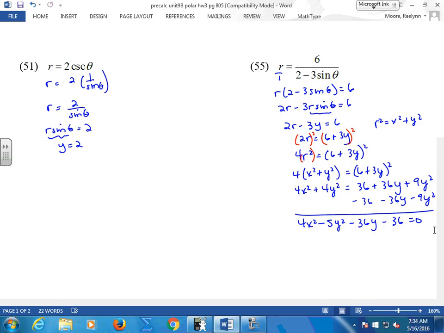Again, to get the r out, you're going to need your x squared plus y squared. That's your Pythagorean: c squared equals a squared plus b squared. Same thing with your radius, though. It's probably one of the longer ones.